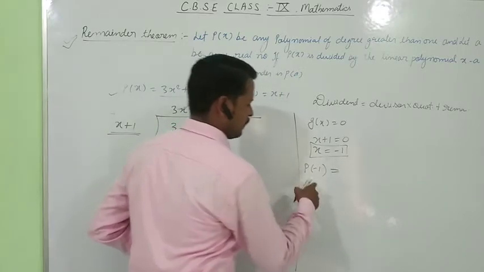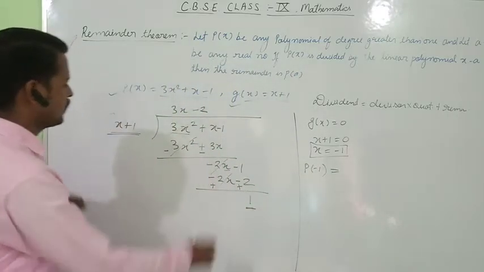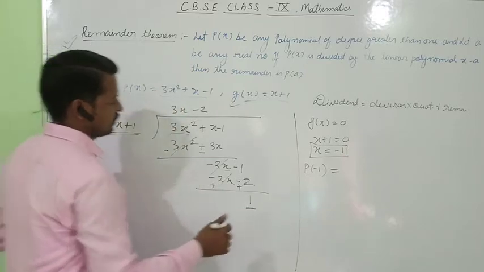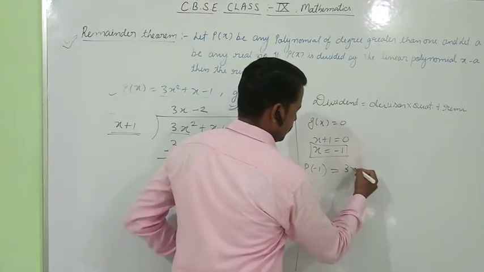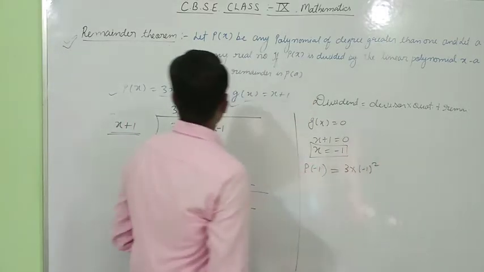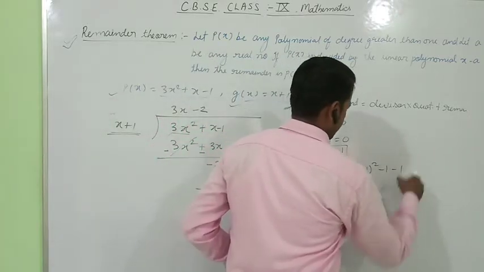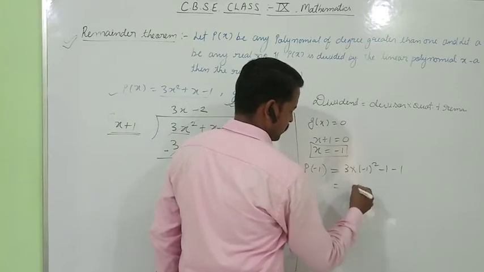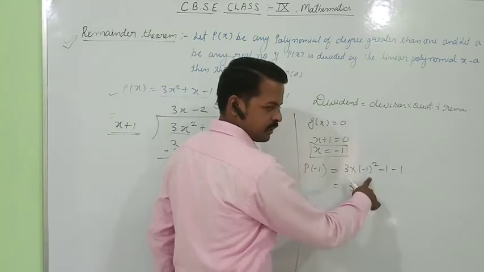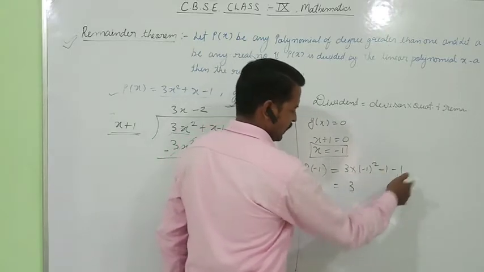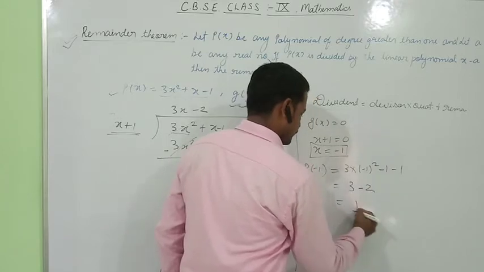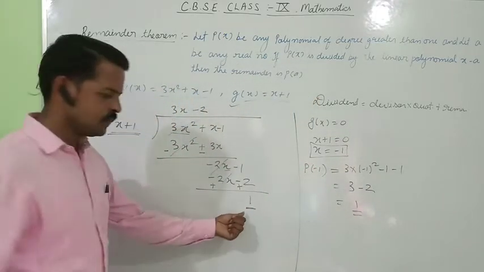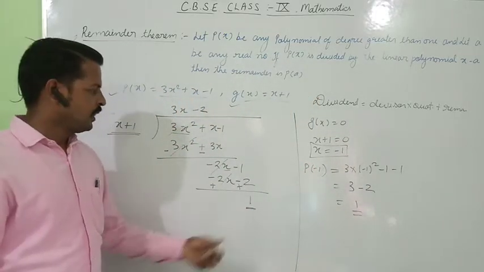In the last video I taught you how to find p of -1. Simply substitute -1 in place of x. You will get 3 into -1 square, then -1, then -1. Okay, now solving: 3 into -1 square, -1 square is 1, so 3 into 1 is 3, then 3 - 1 - 1 is 1. So you will get 1 as the remainder. You can check it here.